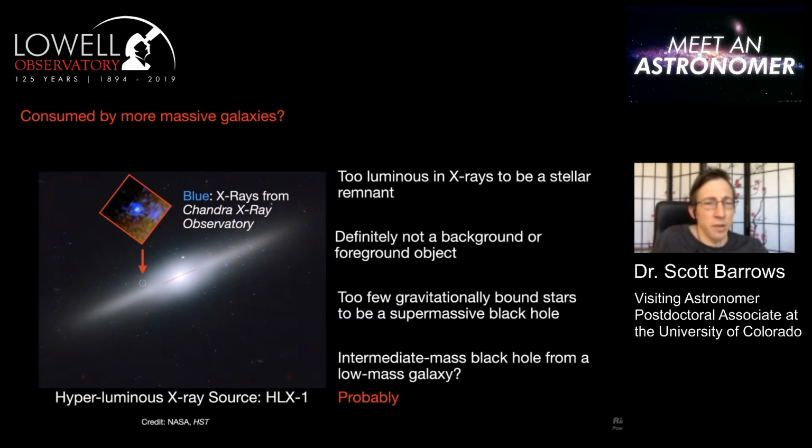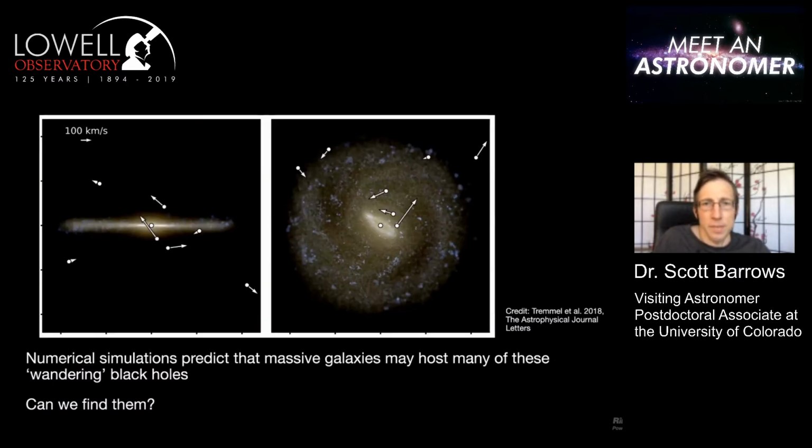And so this is actually expected given how frequent galaxy mergers are in the universe, how frequent they are observed to be and predicted to be, especially for low mass galaxies that are satellites of massive galaxies. And indeed, recent numerical and theoretical work has shown that many of these may exist. These images are produced by computer numerical simulations, but they provide predictions for how many of these wandering intermediate mass black holes should be in massive galaxies.